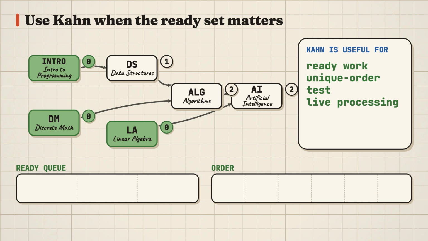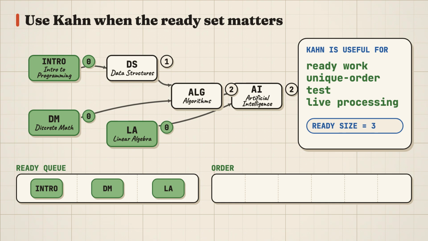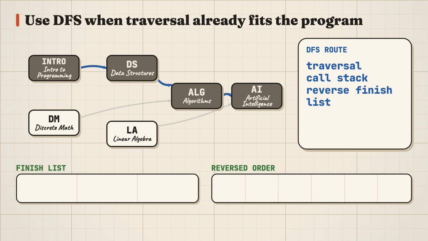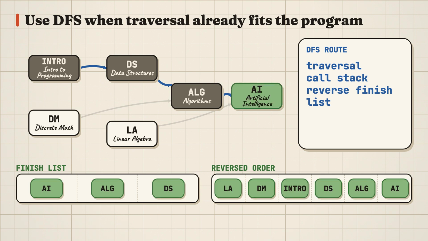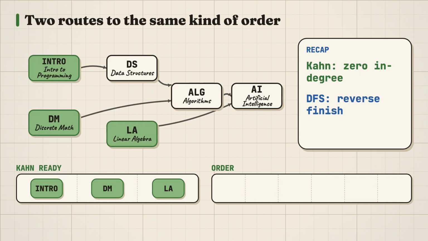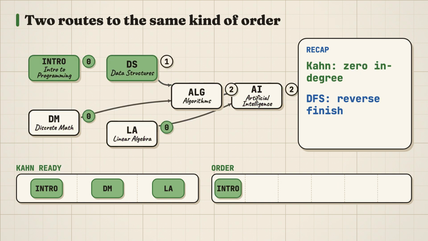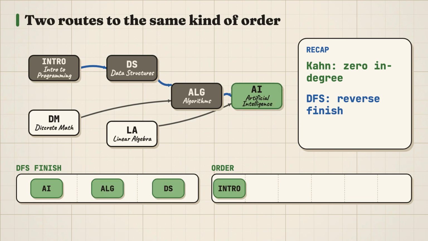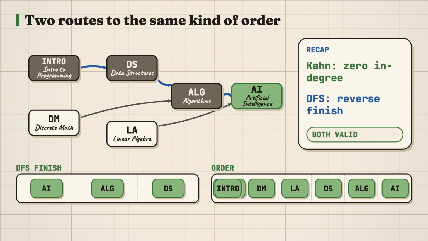Use Kahn's algorithm when you need to see which tasks are ready, detect whether the order is unique, or process tasks as they become available. Use DFS when the program already uses graph traversal, and building the order in reverse fits naturally. Kahn's algorithm removes courses with 0 in degree. DFS adds courses after their outgoing paths are finished. Both produce a topological order, and both fail when the graph contains a directed cycle.